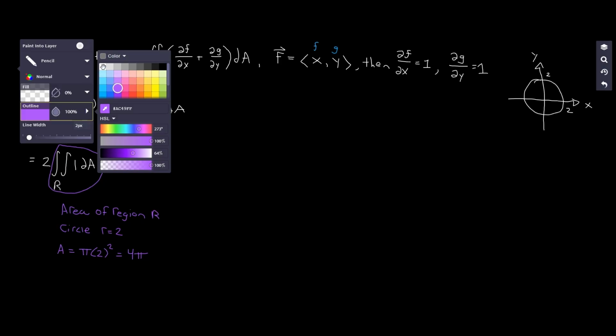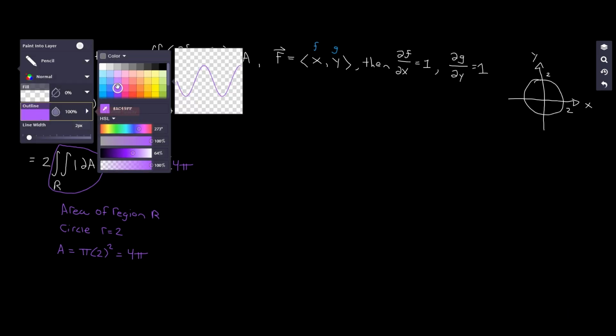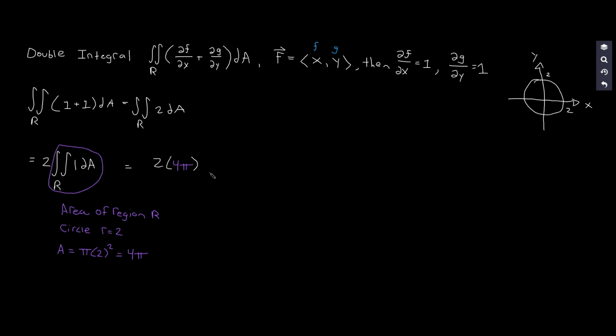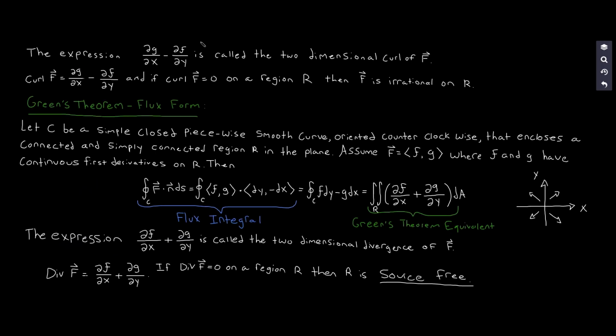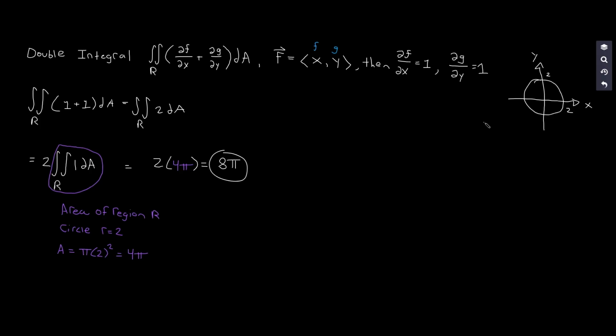And so what this actually is going to equal is 2 times 4 pi. So now we have 2 times 4 pi, and that equals 8 pi. So by using the Green's theorem equivalent, we calculated the same answer twice. One of them was a lot easier and a lot simpler. That's why Green's theorem is very useful.